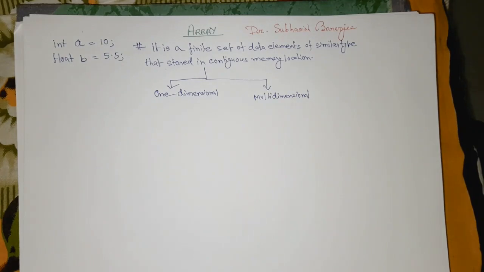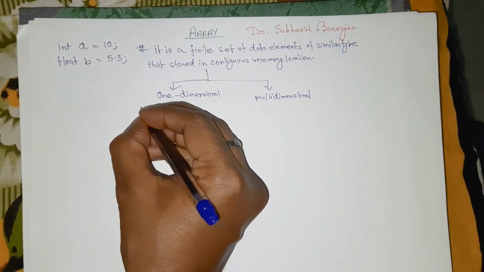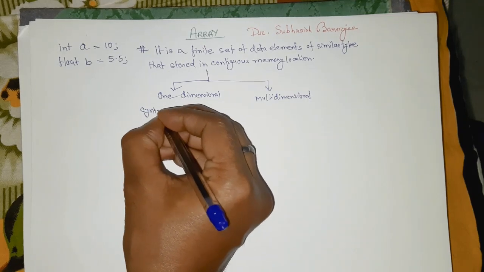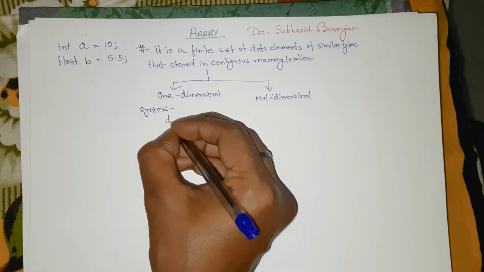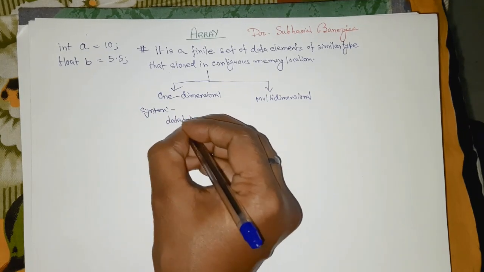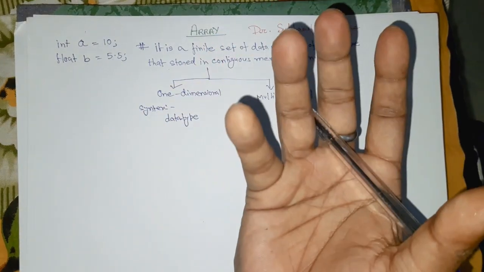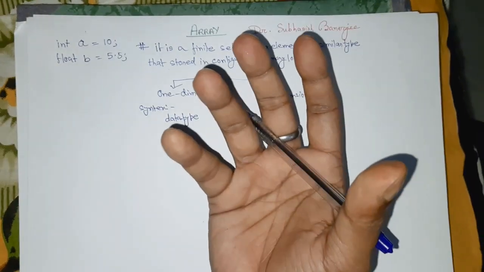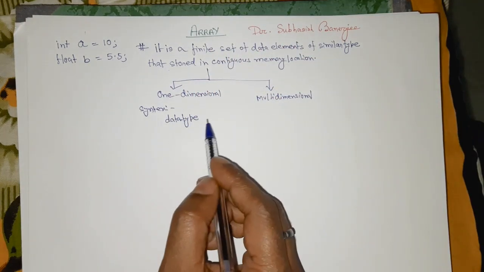So what is actually a one-dimensional array? If you talk about the basic syntax of the one-dimensional array, we'll have to define its data type. Whenever we use an array, we'll have to specify which kind of values that array is going to store. So if the array has been declared for storing integer type of values, there must be a data type that is integer type.